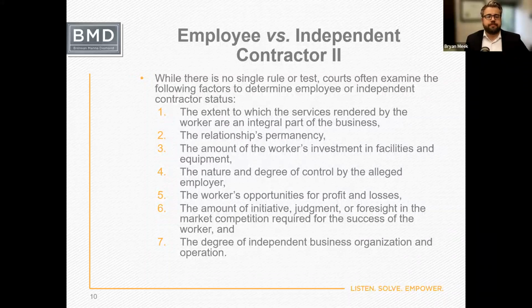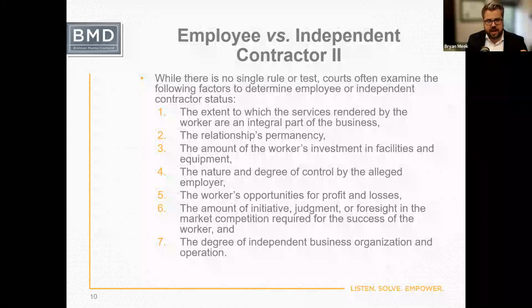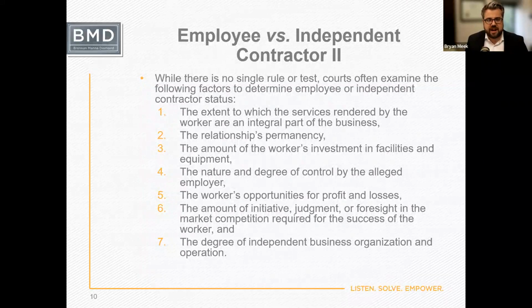Number two, the relationship's permanency. Again, the plumber comes in for a one-off job. Maybe you call him back 2 weeks later if it breaks again. Sure, but permanency is something that's looked at. That RN coming in to work 5 to 10 hours per week is expected to last, theoretically, forever, right? Until that RN decides to part ways, or you decide to part ways with them.